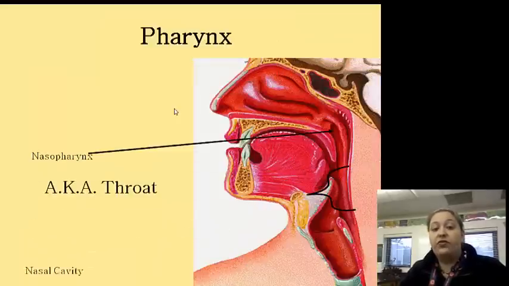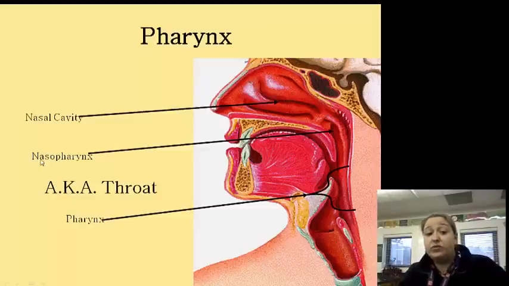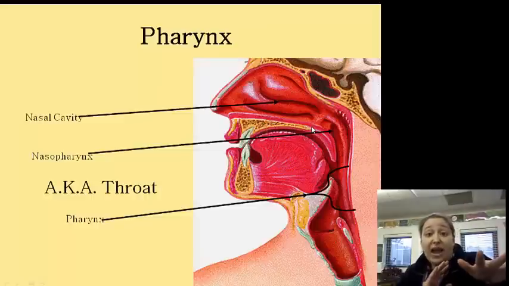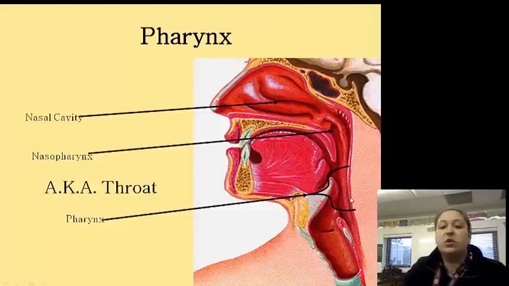So, our pharynx. We have 3 parts that we're going to be looking at. We've got our nasal cavity, then in between the nasal cavity and the pharynx, we have our nasopharynx. This basically starts where the soft palate begins and where the opening of your throat actually begins. So right in between here is going to be our nasopharynx. And then we move into our pharynx.